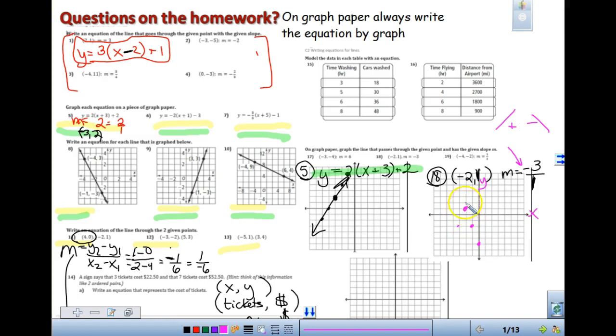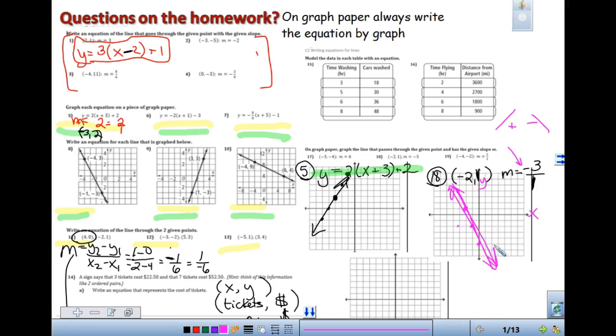Down 3 and over 1, and I would continue doing that. I could go up 3 and back 1. And then I'm going to draw it and use a straight edge. I have protractors up here if you need to use a straight edge. So that when we look at your lines, they should have that line going through it with the arrows. And that's how you have to do it.